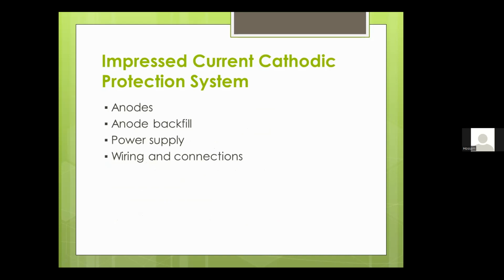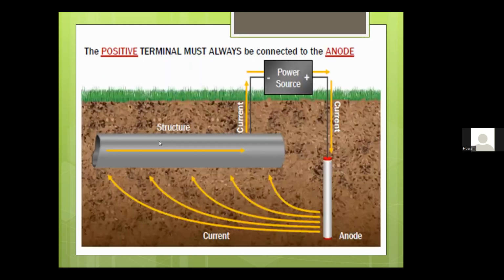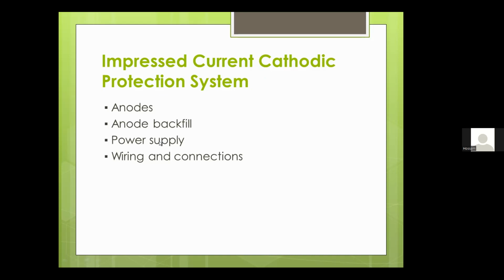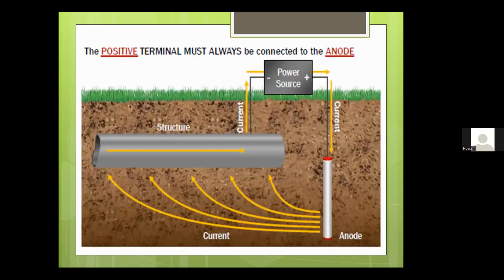An impressed current cathodic protection system consists of anodes, anode backfill, and a power supply. The power supply is the difference between a galvanic and an impressed current cathodic protection system. Here is the impressed current cathodic protection system, which consists of the structure, the power source, and the anode, and there is a connection. The structure is connected to the negative of the power source, and the anode is connected to the positive of the power source.